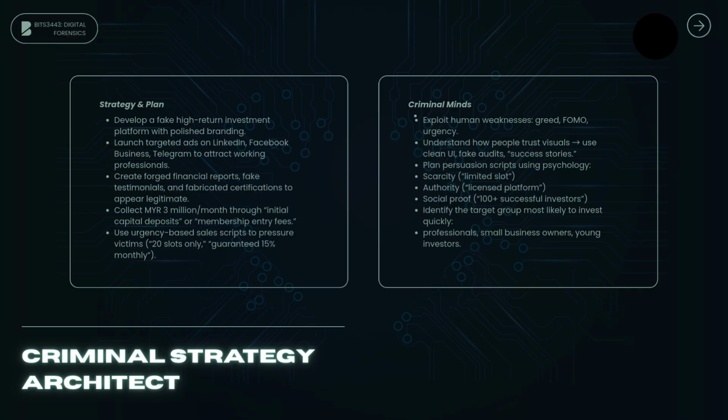Their entire approach relies heavily on exploiting human weaknesses, especially greed, FOMO (fear of missing out), and urgency. Criminals understand that people trust what looks professional, so they use clean visuals, fake audits, and staged success stories. Their persuasion scripts are all rooted in psychology. First, scarcity, by limiting slots. Second, authority, by showing fake licenses. And third, social proof, by claiming hundreds of successful investors.